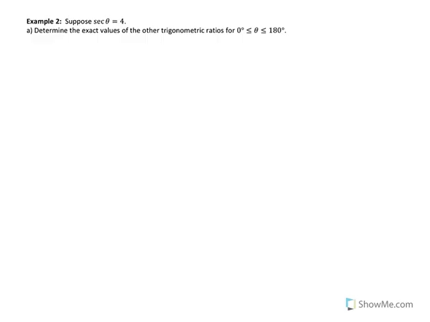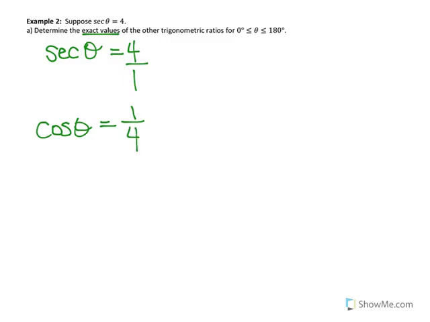Okay, suppose that secant theta equals 4. Determine the exact values, so exact, that's important, the exact values of the other trigonometric ratios. So first of all, this is the same as saying 4 over 1. And secant is the reciprocal of cosine. So I could rewrite this as cosine theta equals 1 over 4.